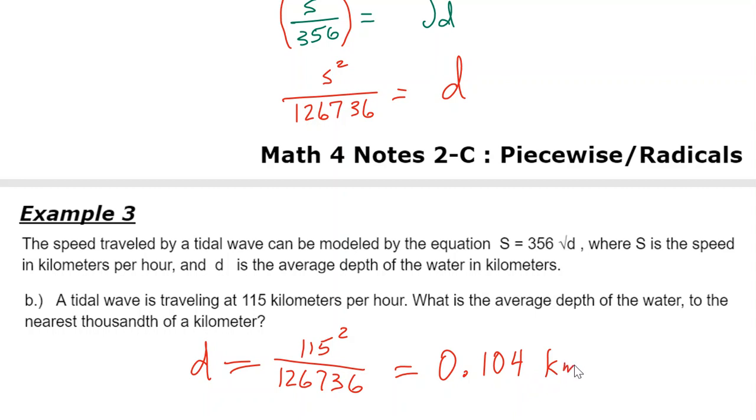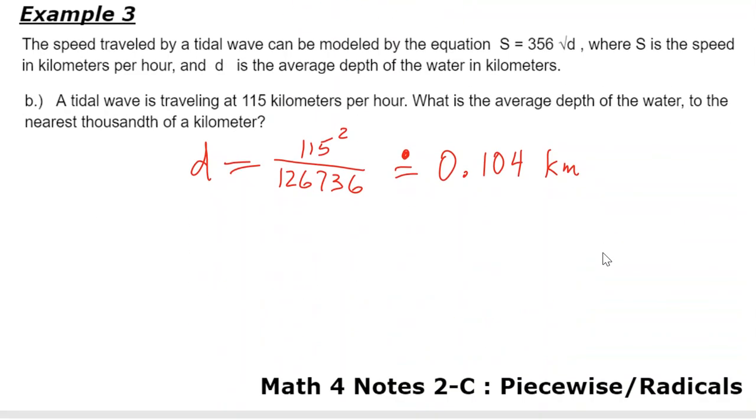And that's kilometers. And I will put a dot there because that means approximately. That means we just rounded our answer. It's not an exact answer. And I look at it this way, 0.104 kilometers doesn't sound like a whole lot until you realize that there are 1,000 meters in a kilometer, and 1/10 of that would be 100 meters. Now you're talking about a tidal wave that is 100 meters high.